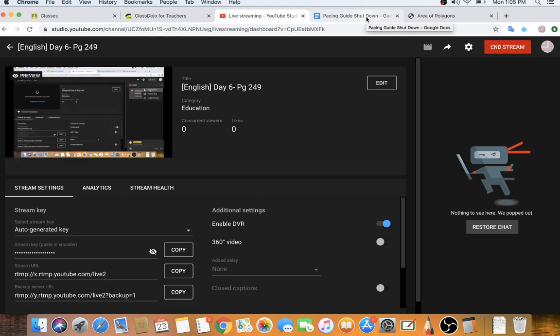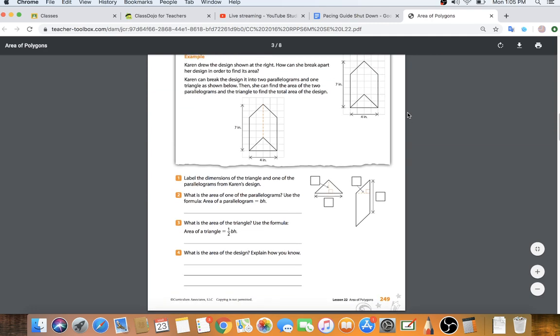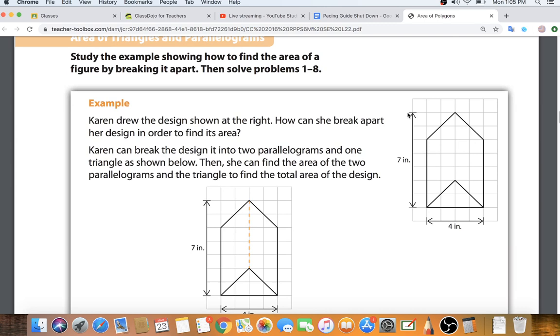This is for day 6, page 249 on your homework book. You should have a copy of this, but if you have your homework book, you could start doing it on this page if you want. But it'll be on page 249. Should look like this. We'll read the problem here, and then we'll do the problem on the whiteboard.